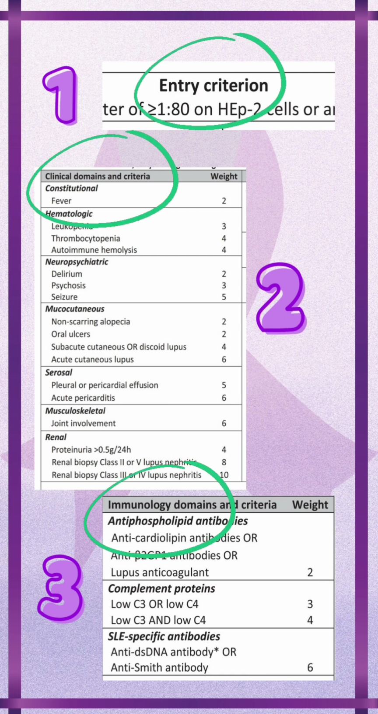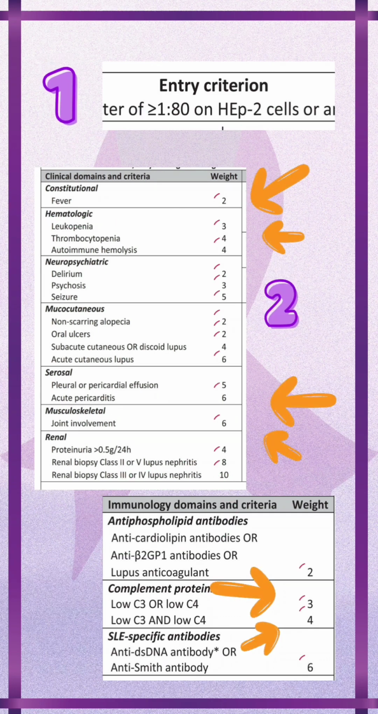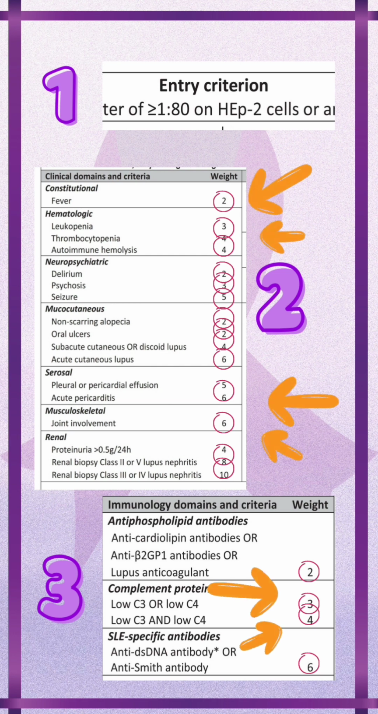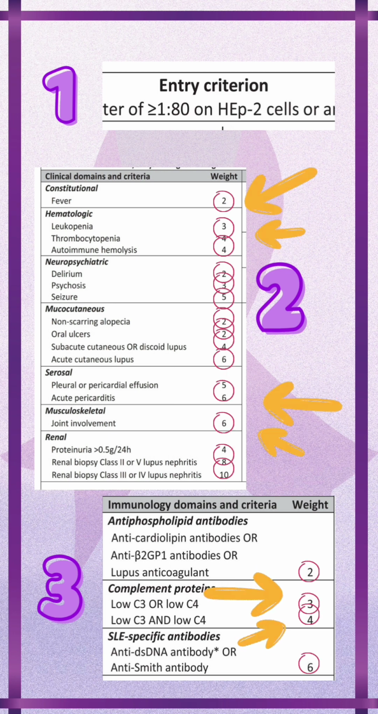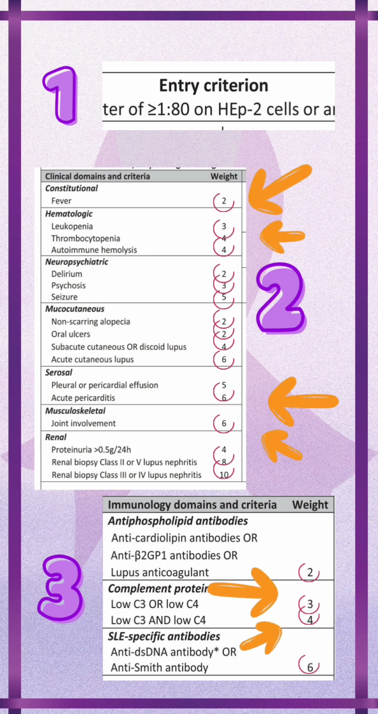Okay, so to easily explain this to you, lupus is diagnosed based on a point system. In other words, if you score 10 points or more within the second and third criteria, you would be officially diagnosed with lupus. Okay, so in other words, the more points you score, the more it suggests you have lupus. But if you score 10 points or more, you will be officially diagnosed with lupus. Okay, I hope that makes sense. Okay, let's talk about the different criteria and domains.